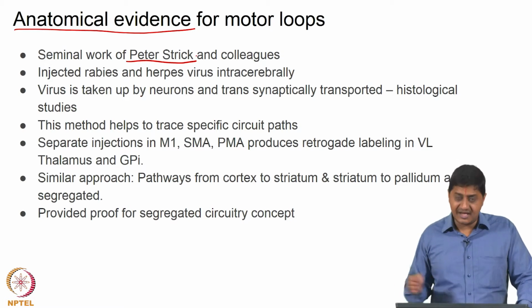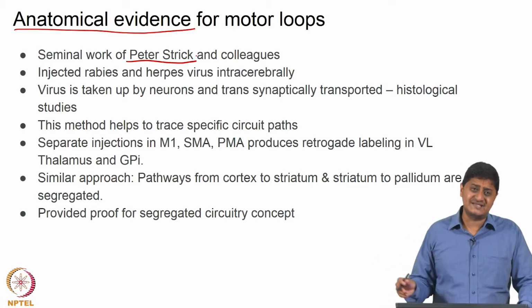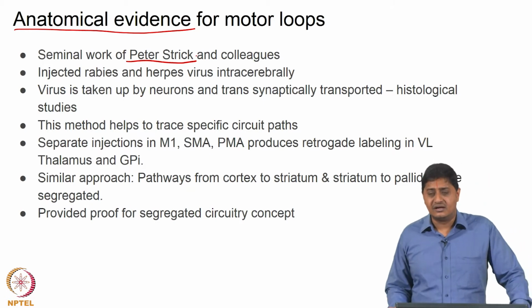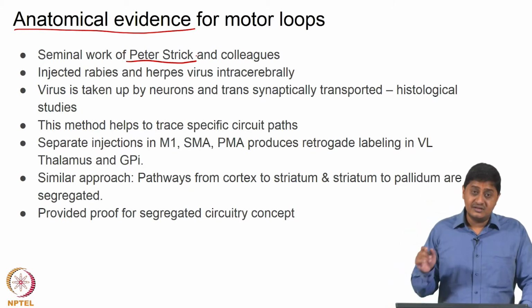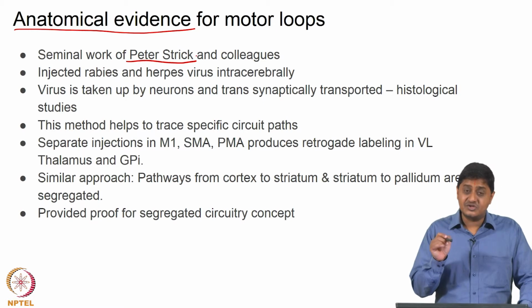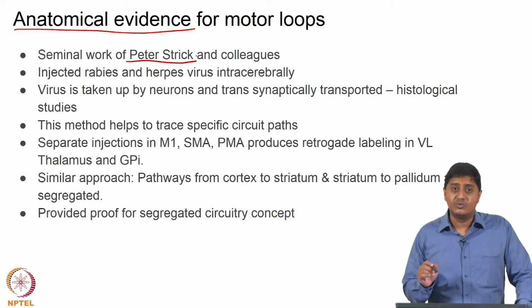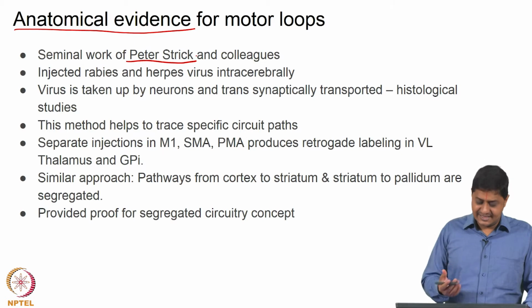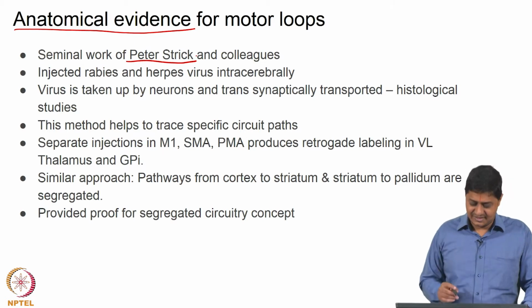Basically, you take specific slices of the basal ganglia circuitry and then identify which areas of the basal ganglia actually show staining for this particular virus. Using that, you can identify which areas of the basal ganglia are connected to which areas of the basal ganglia once again. So, this method helps us to trace specific circuit pathways. This is a revolutionary concept.